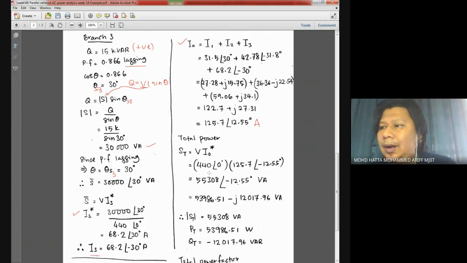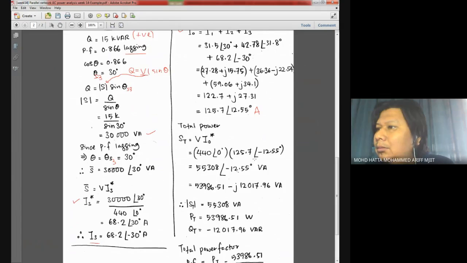So the conjugate value of I0 is given by, what's different from the actual I0 is this sign. I0 conjugate can be determined just by changing the sign of its angle. So first we have a positive 12.55. For I0 conjugate, we're going to have negative 12.55.